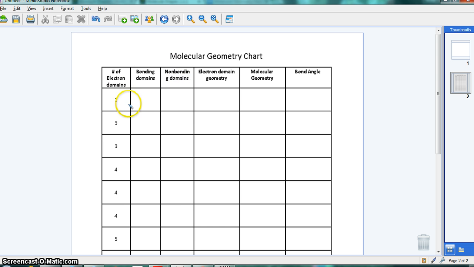And from those things, we're going to determine the electron domain geometry and the molecular geometry. And the molecular geometry is the most important part because it actually tells us what shape the true molecule is. And then we're also going to assign the bond angle, which is the internal angle between the bonds that's based on that geometry. Okay? So we're going to start out with two electron domains.